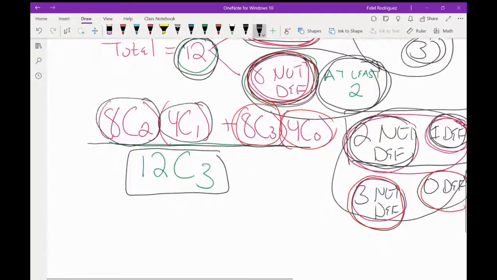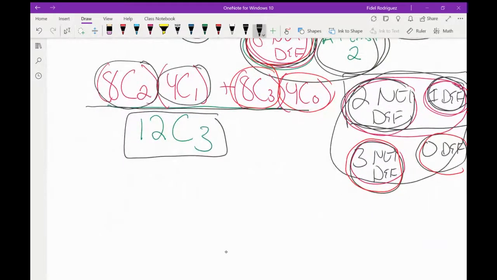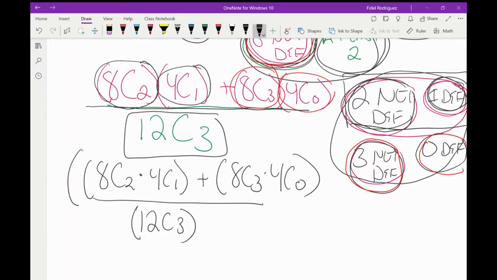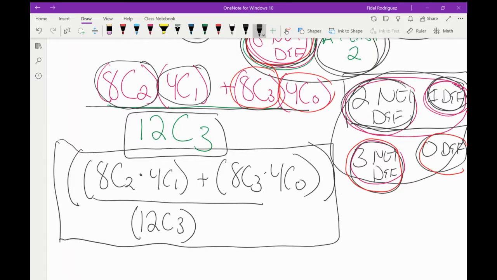Now, I know it got a little messy here, y'all. I'm going to show you how I would enter this on my calculator, the way I would do it with parentheses. I would go 8 choose 2 times 4 choose 1 plus 8 choose 3 times 4 choose 0. Actually, I would probably do it with another set of parentheses here and another set there. So this right here, y'all, is how I'm going to enter my answer on my calculator.